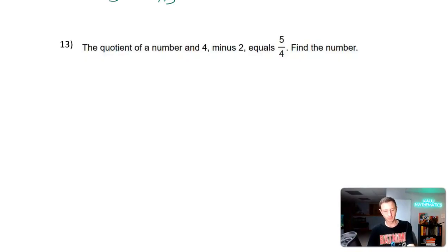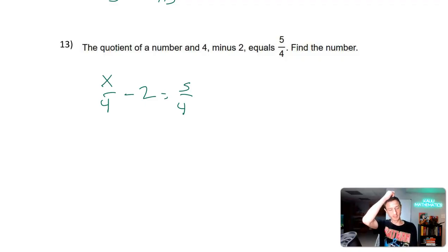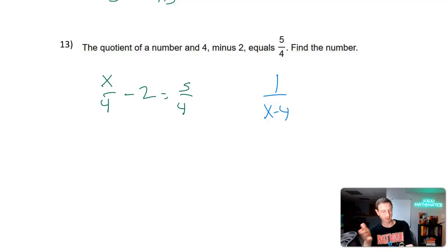So the quotient of a number and 4 minus 2. So x divided by 4 minus 2 equals 5/4. Find the number. Sometimes it's good to reread these a couple times because what they might be looking for is this. Like they might be looking for the quotient of a number minus 4, or sorry, not in this specific case, but they might say like the quotient of a difference of a number and 4, something like that. But in this case, it's saying the quotient of a number and 4, so division of a number and 4, and minus 2 equals 5/4. So that's how I'm interpreting it.